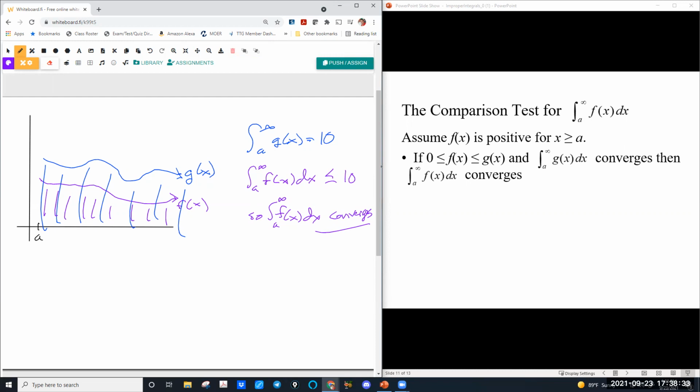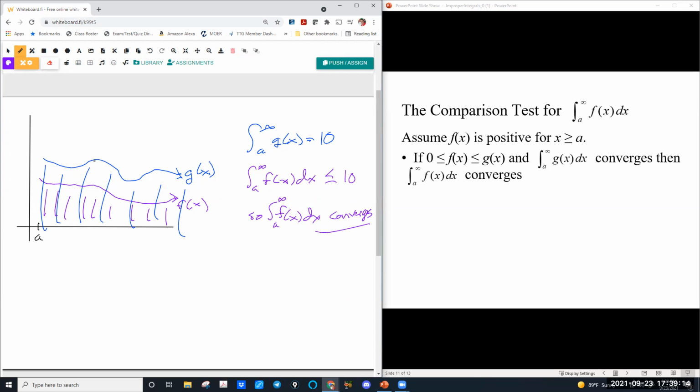So if we're doing the comparison test and the one we know is convergent, g would be the one we know. g would be like that one we converted, the one that we found first, which was the integral from 1 to infinity of 1 over x squared. That's the one we pick. And then we show the one we're comparing is less than it, then we can show convergence. So we can only use a convergent one to show convergence, and we must show that the one we're testing is less than the one we know. It does not work in the reverse.